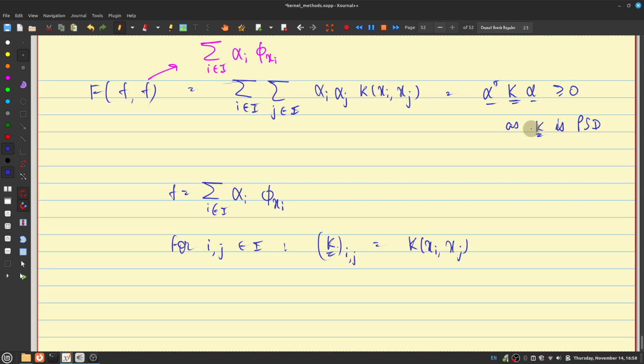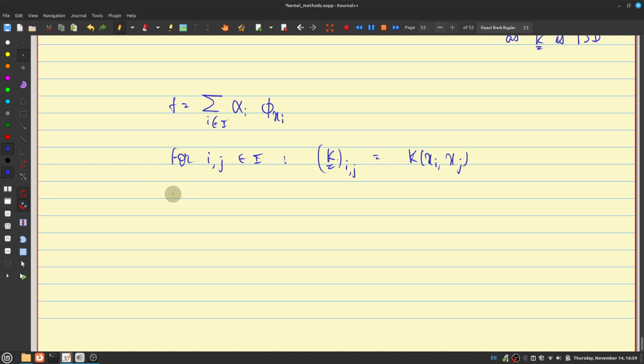Let me consider this Gram matrix, and now I'll take another x, potentially different from x1 through xn, different from those which lie in this index set I. It could be from I, it need not be from I. So let's take any x from the domain, and I'll define the vector c as the following: k(x_i, x) for i in I.